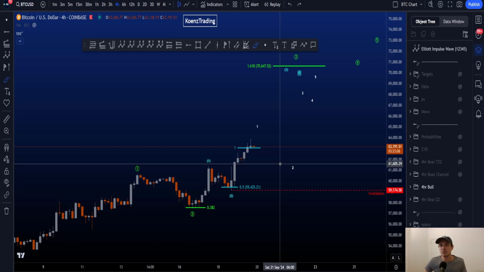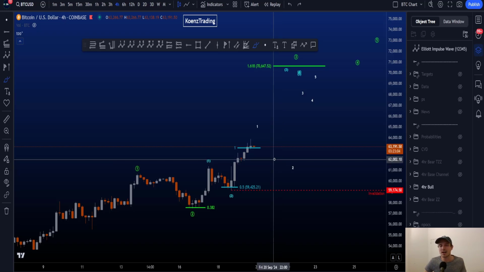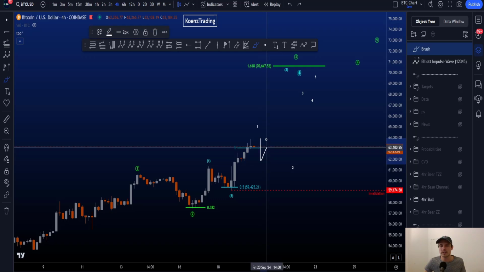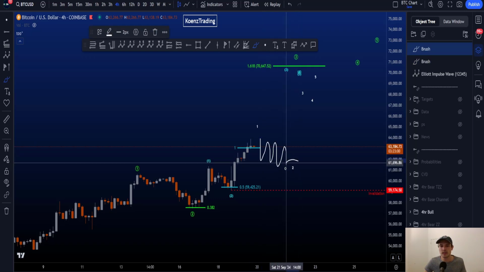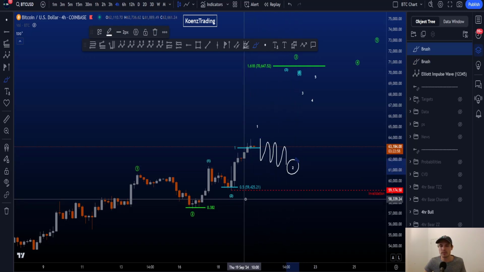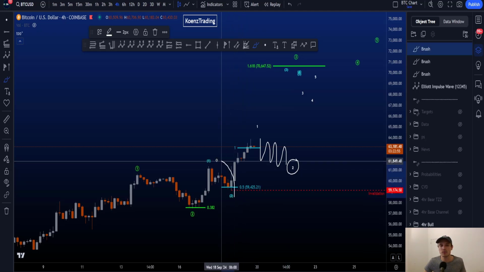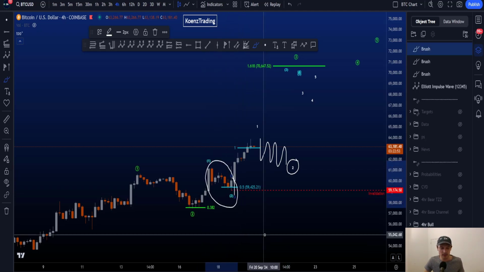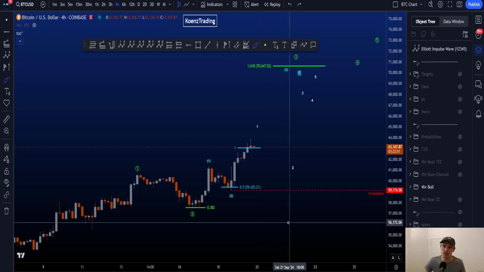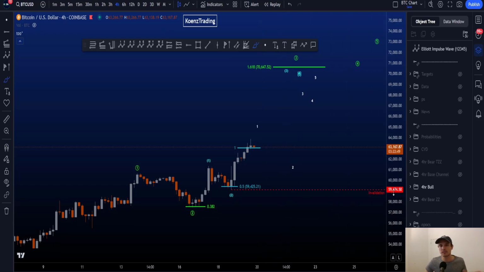But because we know that during a weekend the probabilities are highest to move sideways, going sideways for 2 days in a white wave 2 means that the white wave 2 is also going to be longer in time than your blue wave 2, which again lowers the probabilities for this scenario.